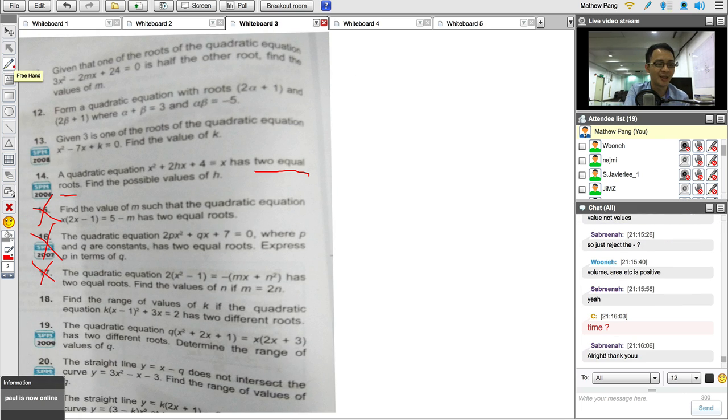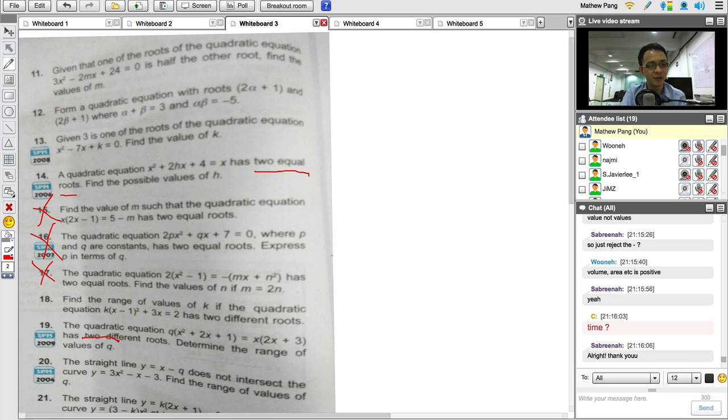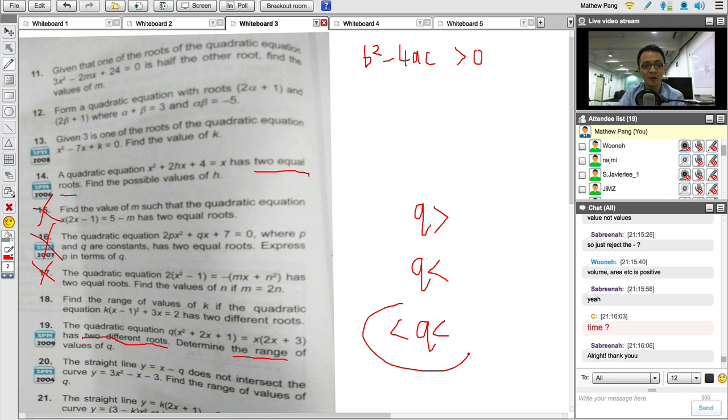Alright, have a look question 19. Alright, question 19, yeah, is two different roots. And two different roots is nothing special. You know it's b squared minus 4ac bigger than 0. Okay, but when you see different roots or no roots, you will see something like this. He asks you to determine the range. You won't get the value for q or something like this. That means you will have to answer q is bigger than something, or q is less than something, or q is between certain range. Okay, this one we call range.